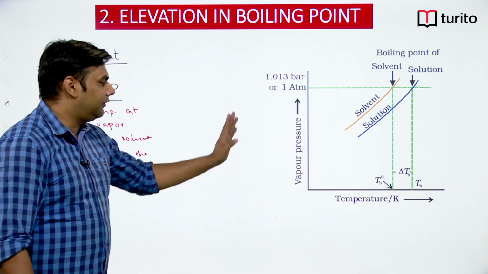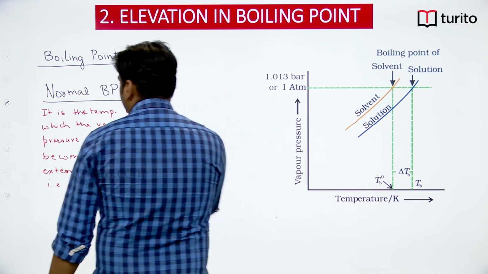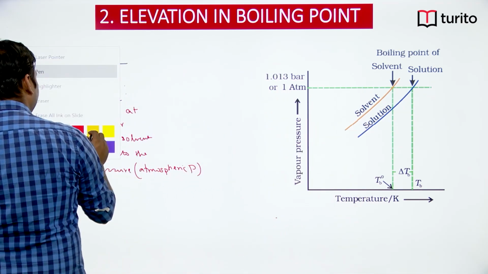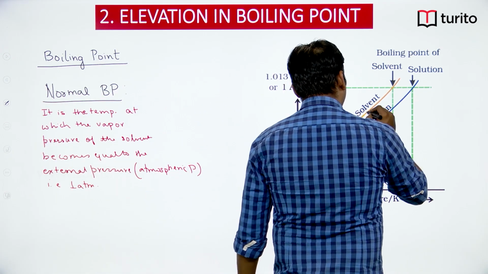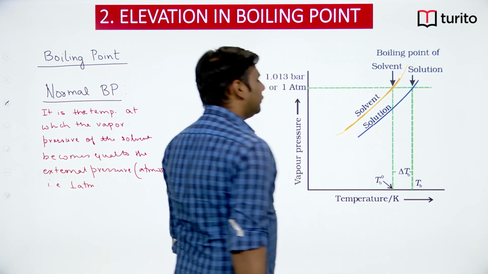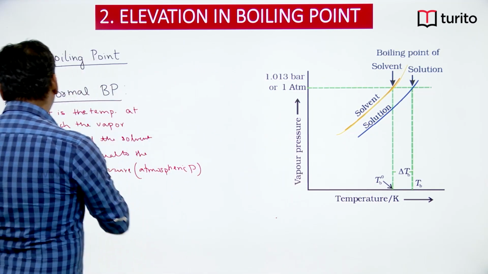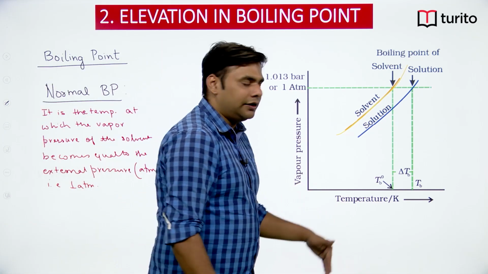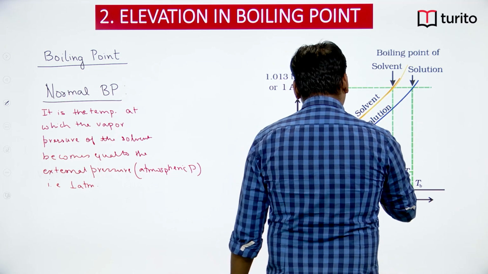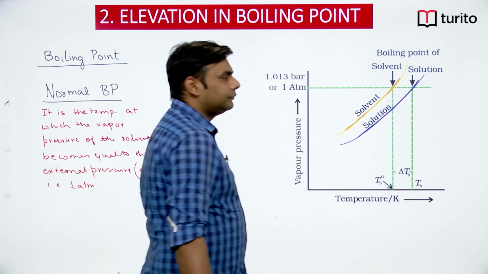So here what we have done, we have plotted vapor pressure versus temperature. Basically there are two lines given over here. Okay, so this is basically your solvent line. Okay, now when we have added non-volatile solute to it, we know that its vapor pressure would decrease. So this line would represent the vapor pressure variation of the solution.